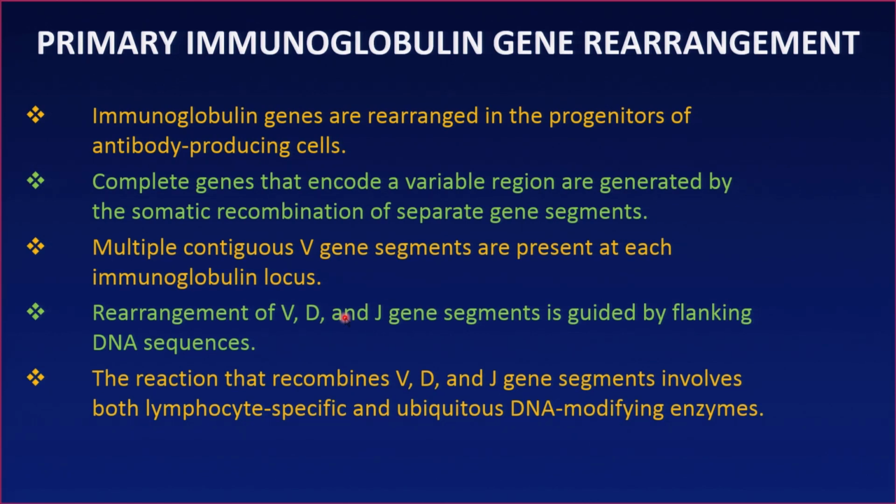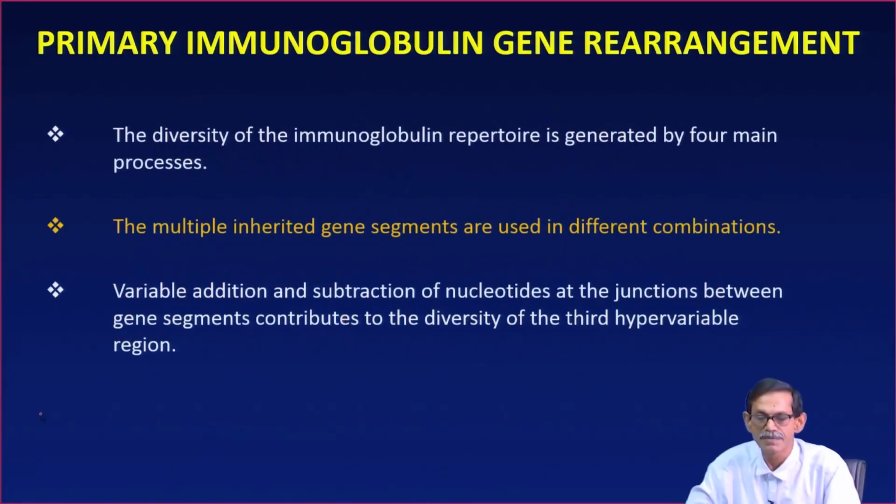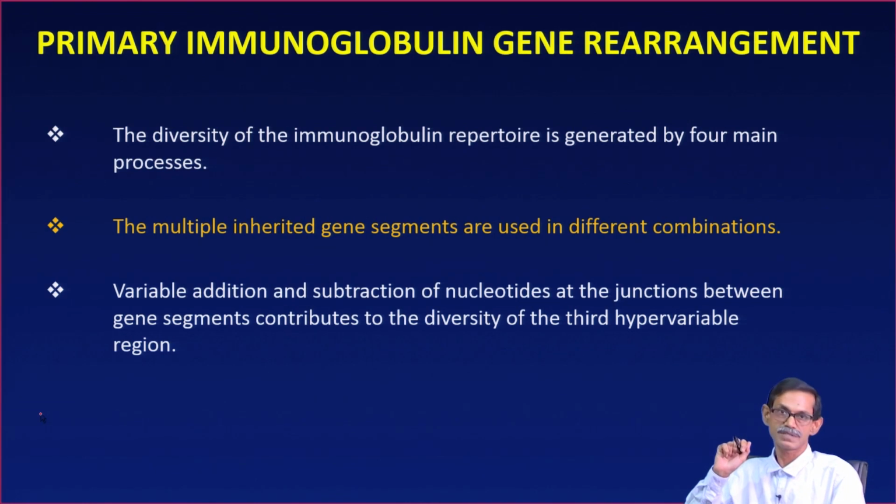That also you know, the reaction that recombines V, D and J segments involves both lymphocyte specific proteins, that means RAG1, RAG2, and ubiquitous DNA modifying enzymes like Ku protein, then ligase, then DNA repair polymerase, which will complete the sequence. Okay. Then the diversity of the immunoglobulin repertoire is generated by 4 main processes that we just have discussed, right.